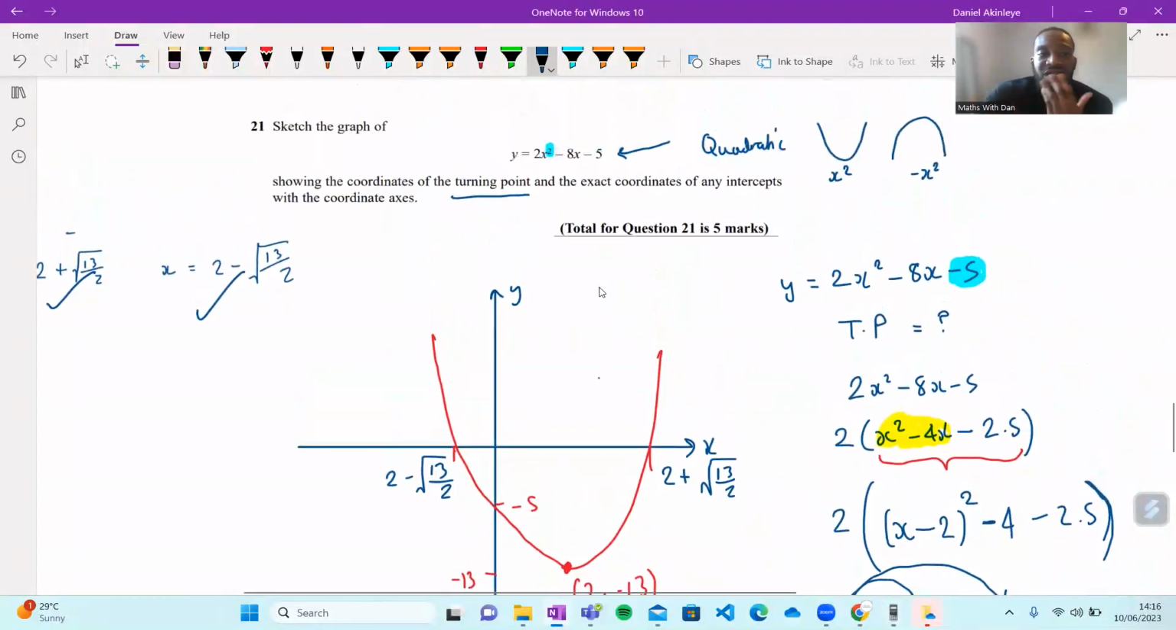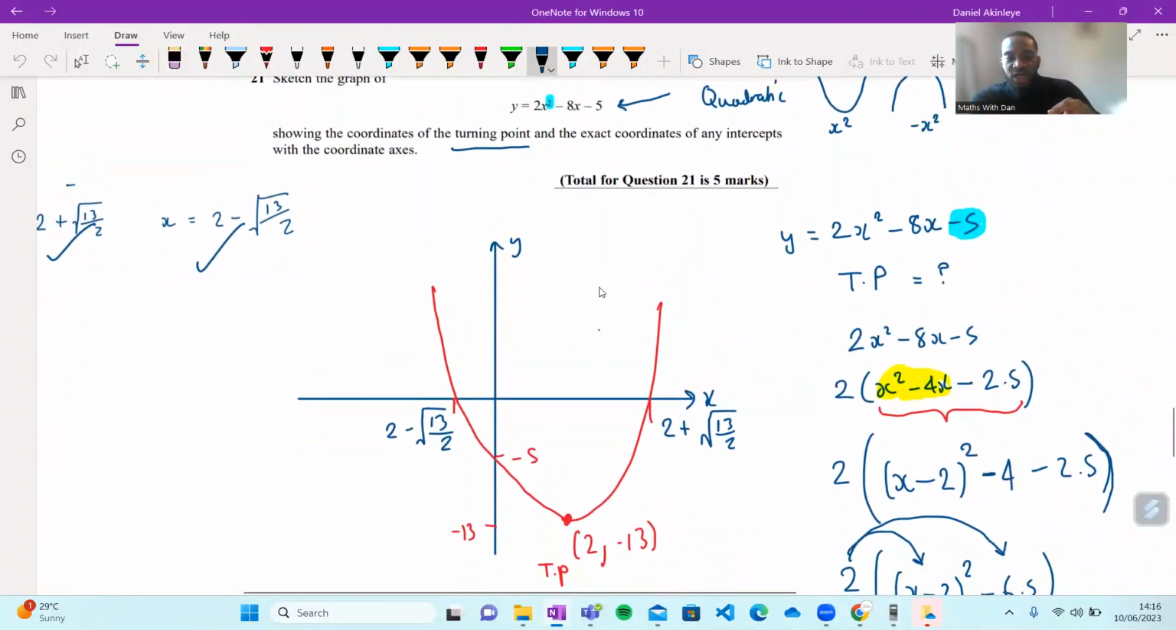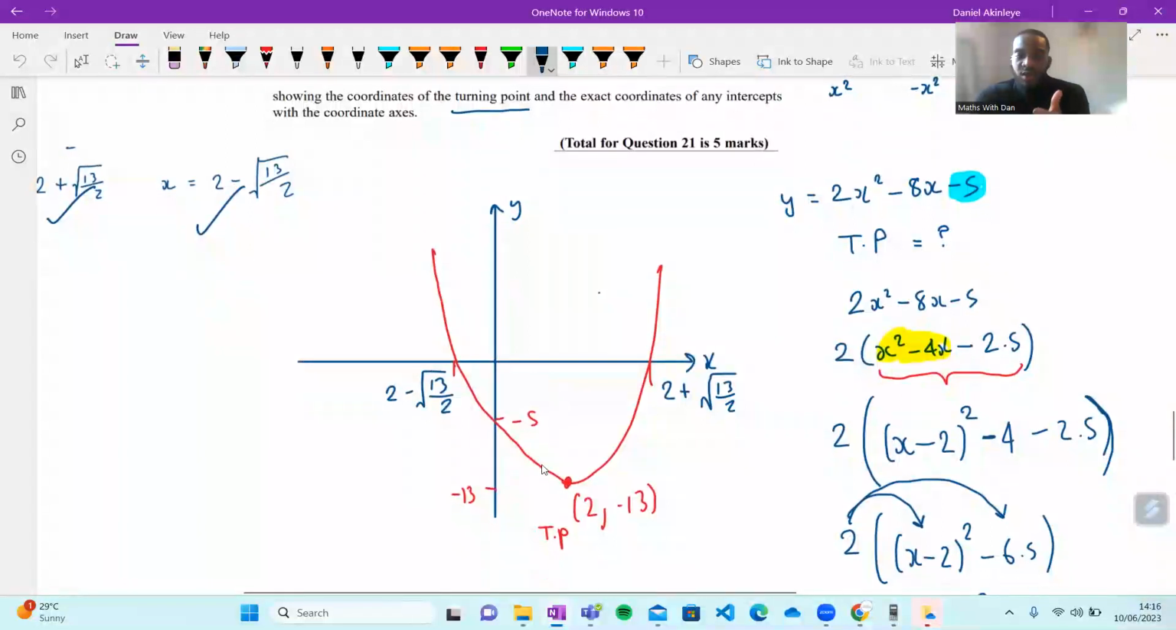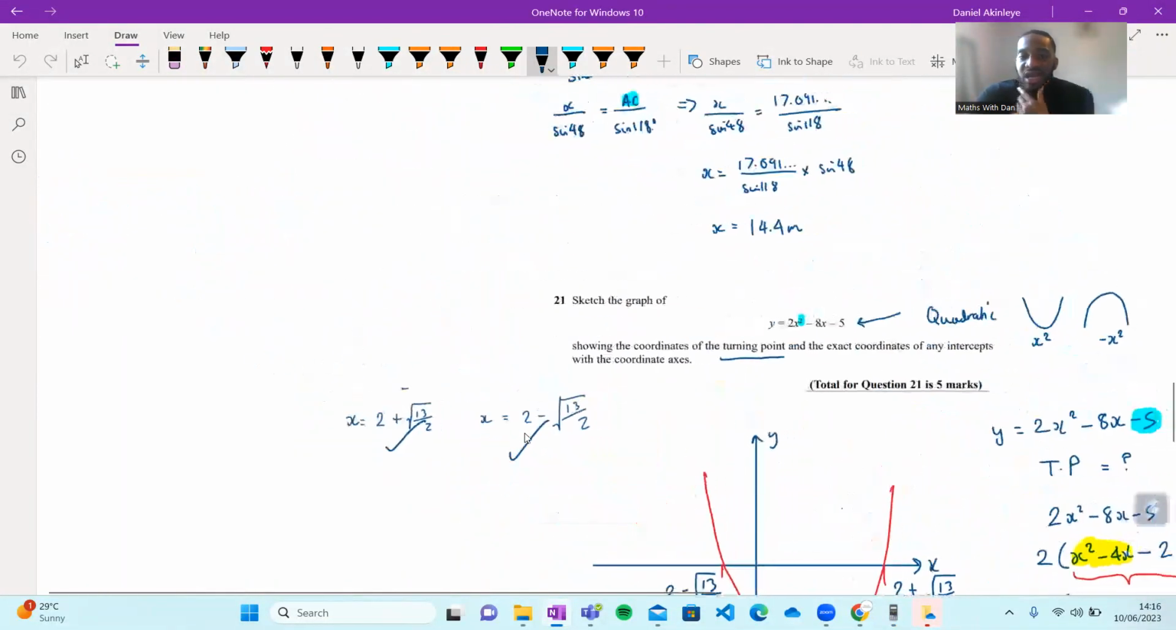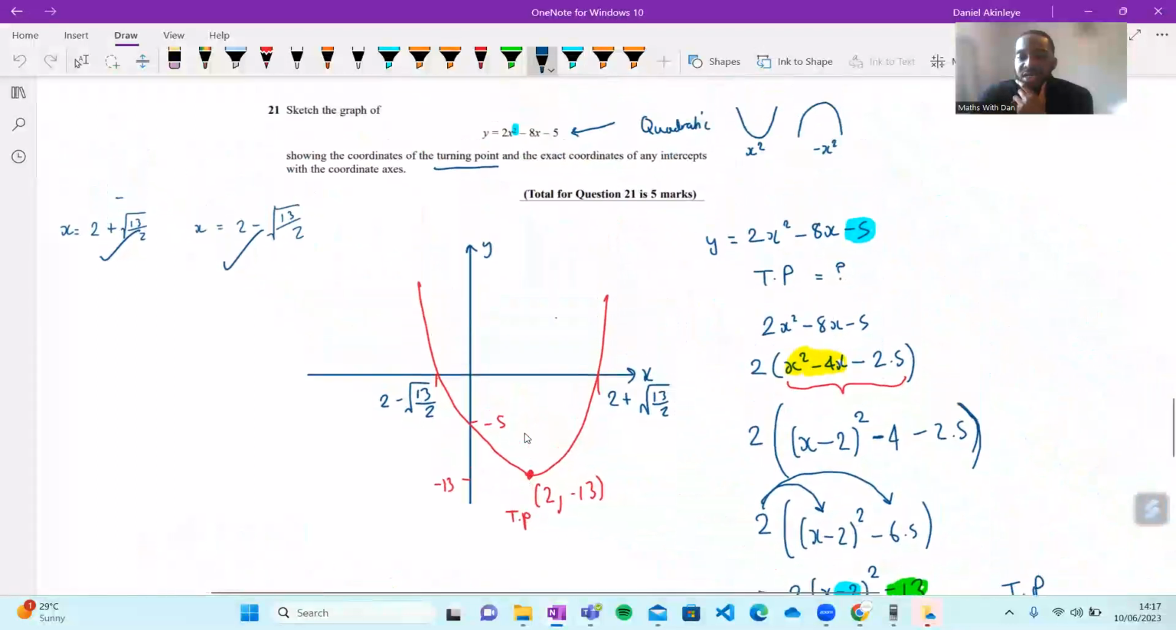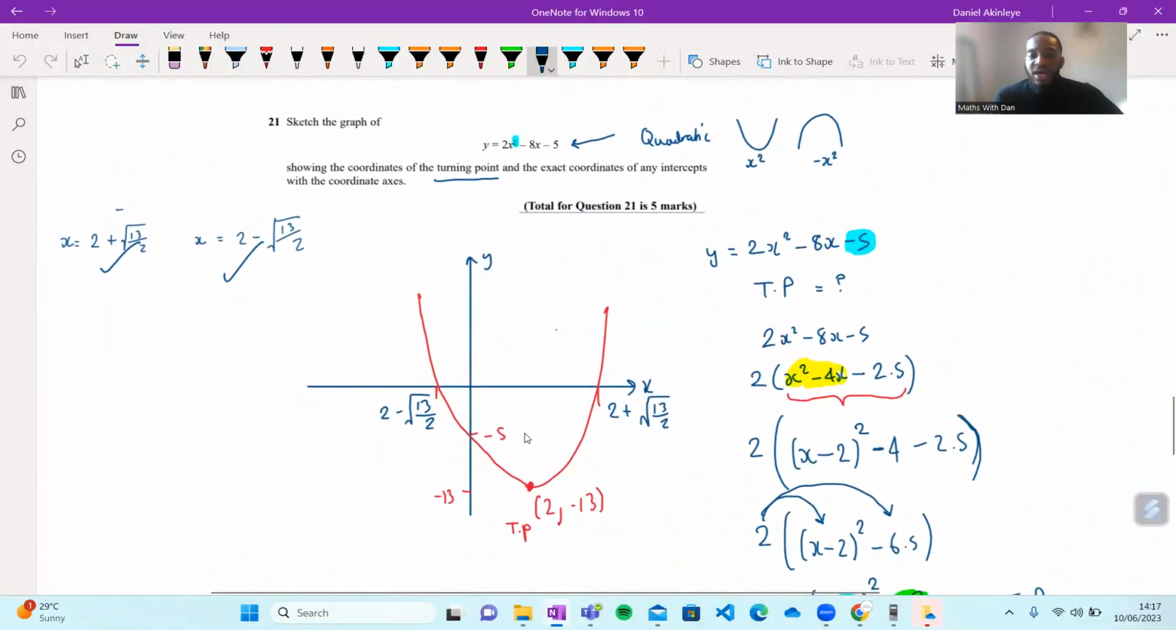Because remember, the answer is to sketch this graph. We've sketched it. We've shown the turning point at the bottom, the y-intercept -5, and the two values of x that it goes through on the x-axis. That is our answer. Is that clear, guys? Is that clear? Anybody have any questions on that? How do we feel about this if this was to come up?